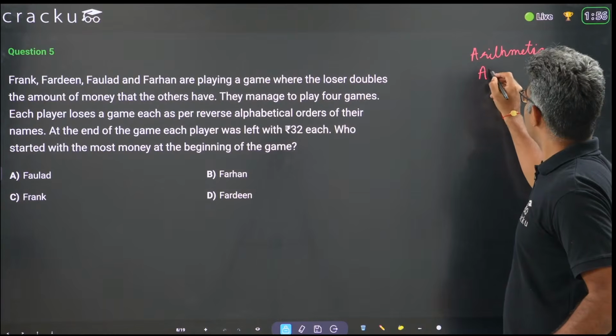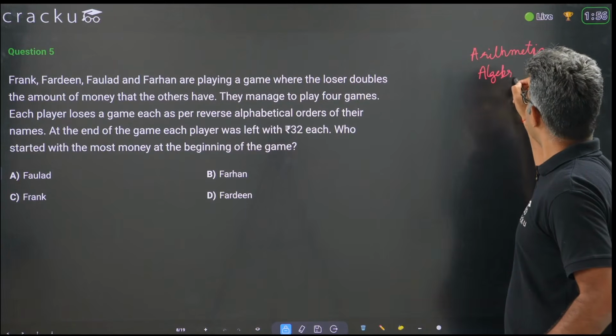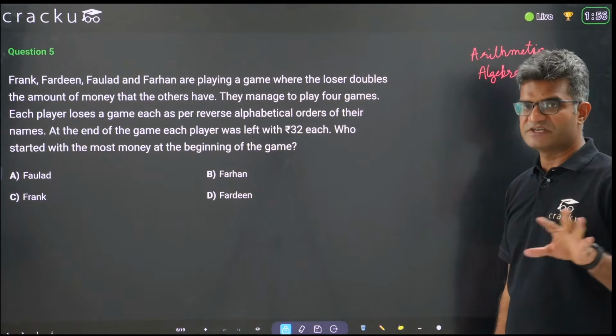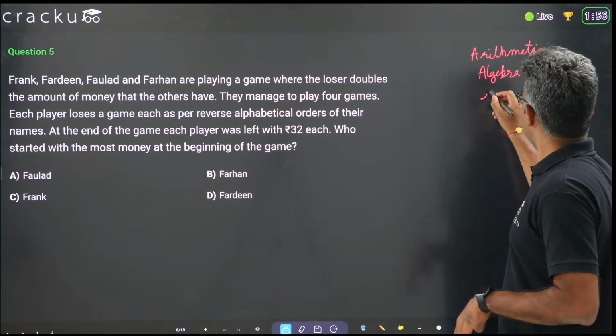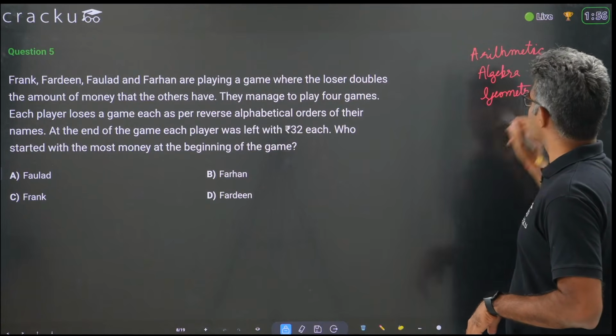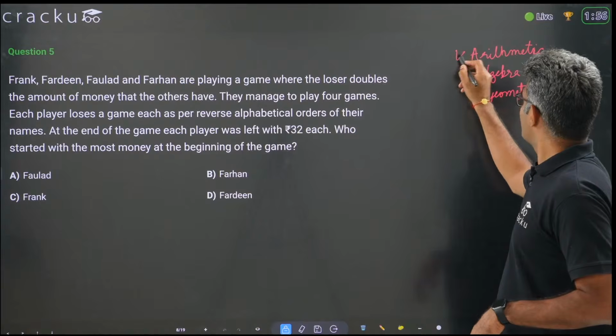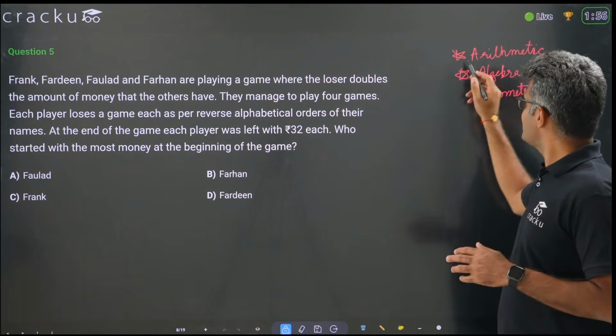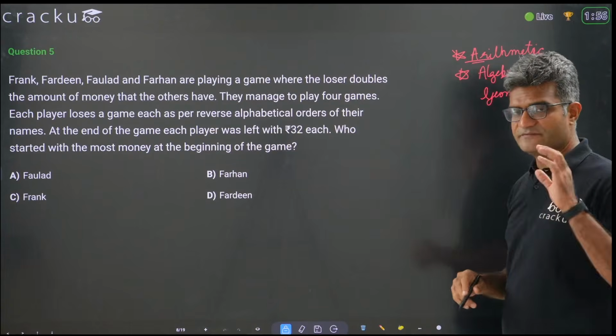Then there is algebra, which is what we are actually doing now. Algebra will involve linear equations, quadratic equations, maybe functions, those kinds of things. The third one is geometry. These 3 are the most important topics. I would especially tell you to focus on algebra and arithmetic. These 2 are not very difficult, especially arithmetic. This is super easy and very important.